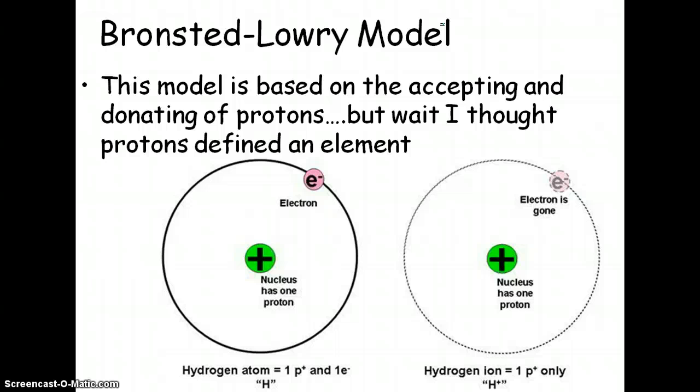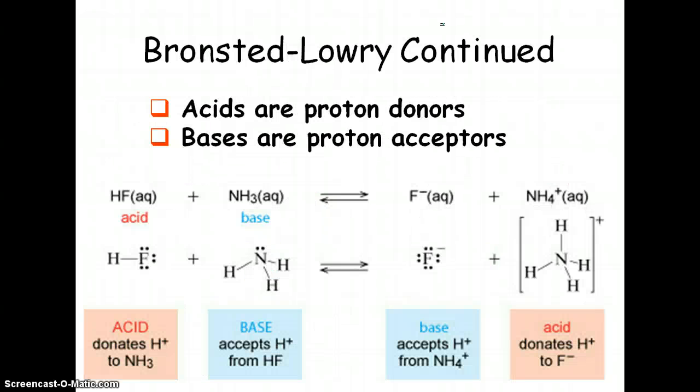Basically, all that is a proton, okay? So when he's talking about donating, accepting of protons, he's basically talking about a hydrogen ion, okay? It's just the same thing, but calling it by a different name, okay? All right, so in his model, acids are proton donors, or H plus donors, and bases are proton acceptors, or H plus acceptors.